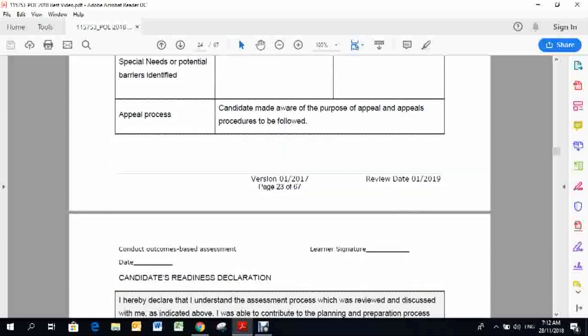We carry on. We look at the appeals process. Candidate made aware of the purpose of the appeal and appeals procedure to be followed. In each and every learning that we do in South Africa, a learner has got his or her own rights. And if those rights are not exercised or they are violated, you need to complete a form that I'm going to show you as we go down.